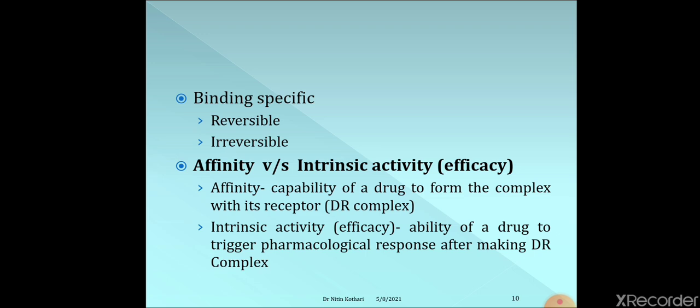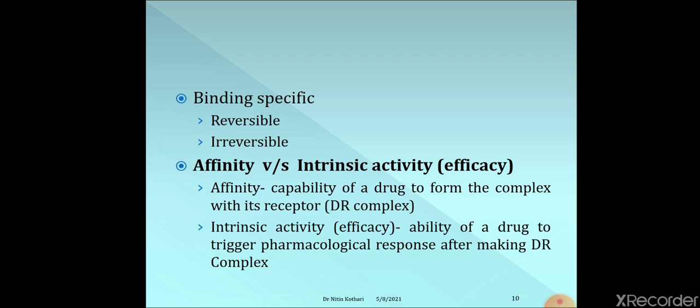Whether the binding of a drug to the receptor can trigger a pharmacological response or not is called intrinsic activity. If a key can enter the keyhole of a lock, it can be equated with affinity, but intrinsic activity can be equated with whether this key can open the lock. This is the intrinsic activity.